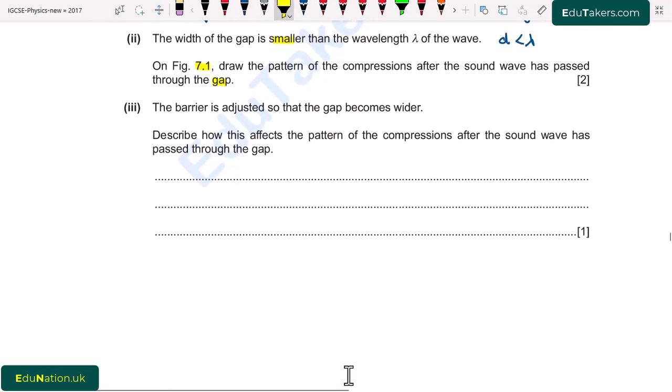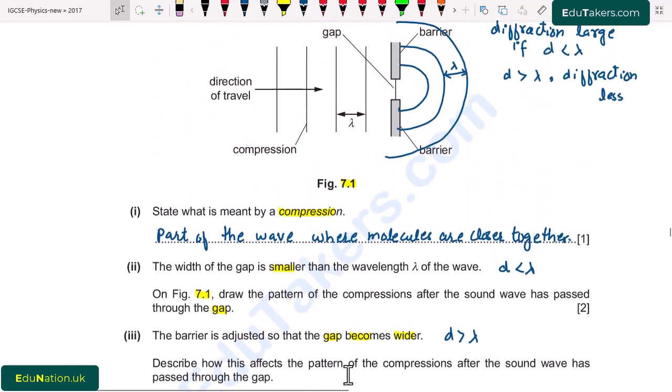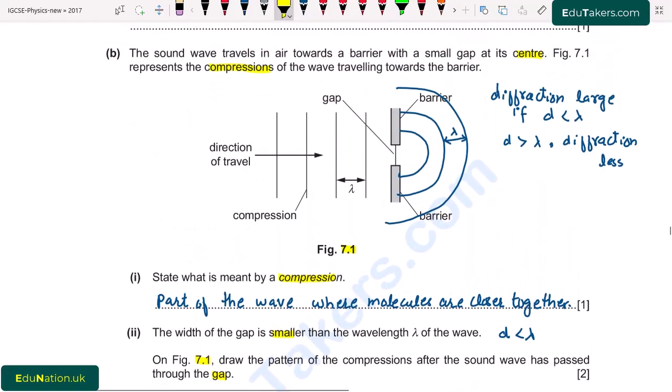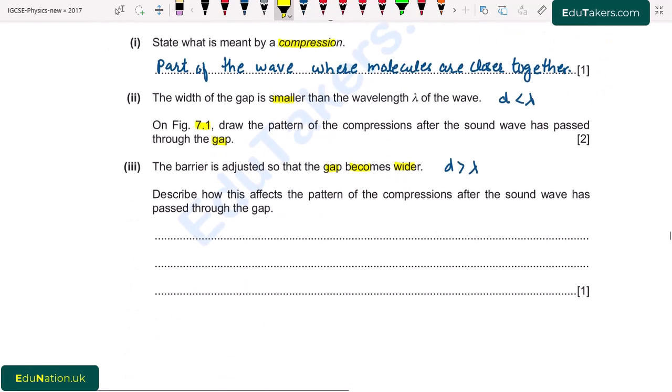Part 3. The barrier is adjusted so that the gap becomes wider. Now the gap here is larger as compared to wavelength. Describe how this affects the pattern of the compressions after the sound wave has passed through the gap. So in this case there will be less diffraction. Here I write that if the gap is larger as compared to wavelength, diffraction will be less. It means that there is a very small amount of bending in this case. I will write here: there will be less diffraction.